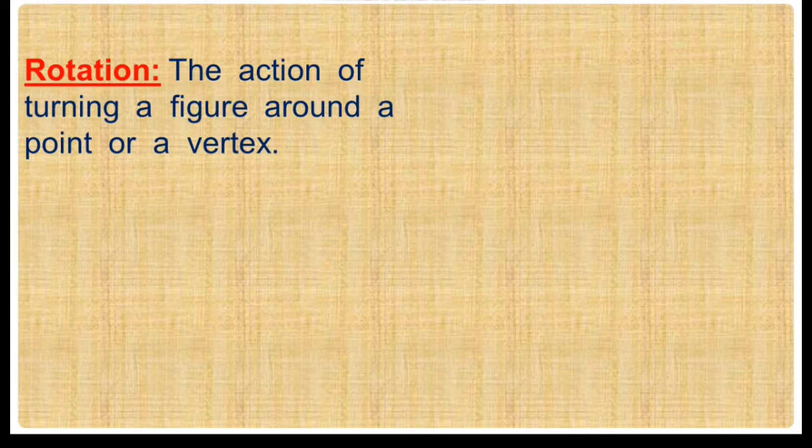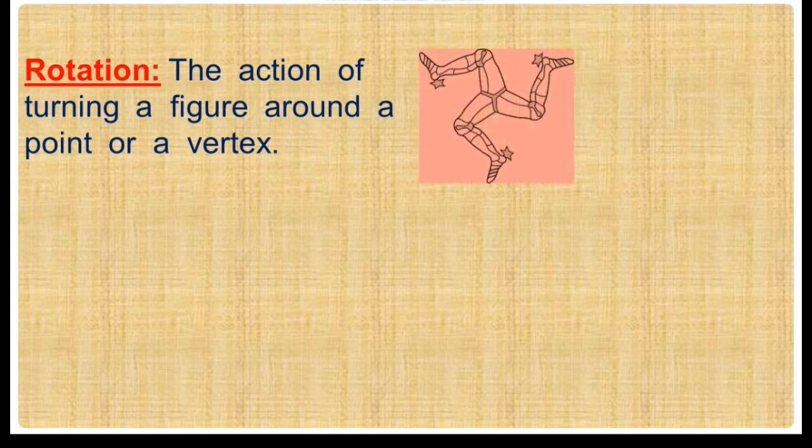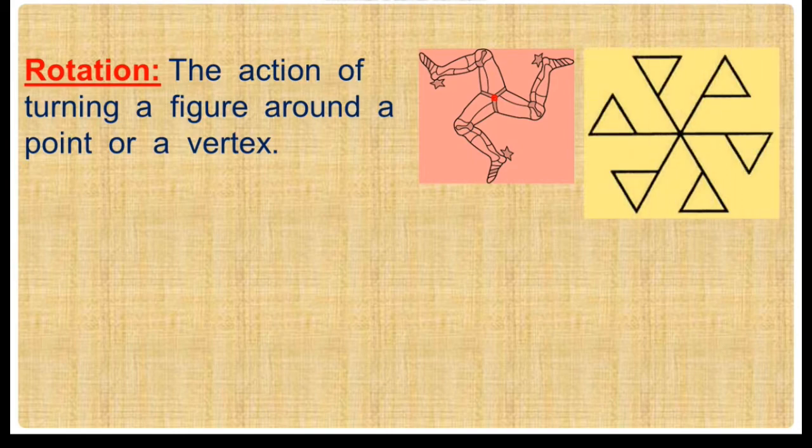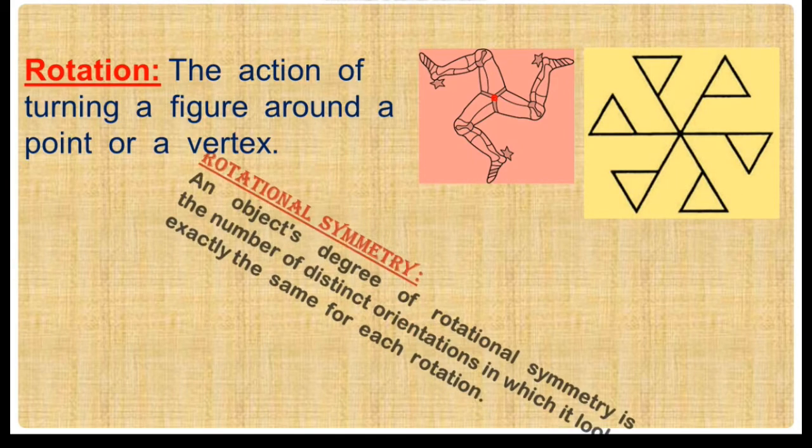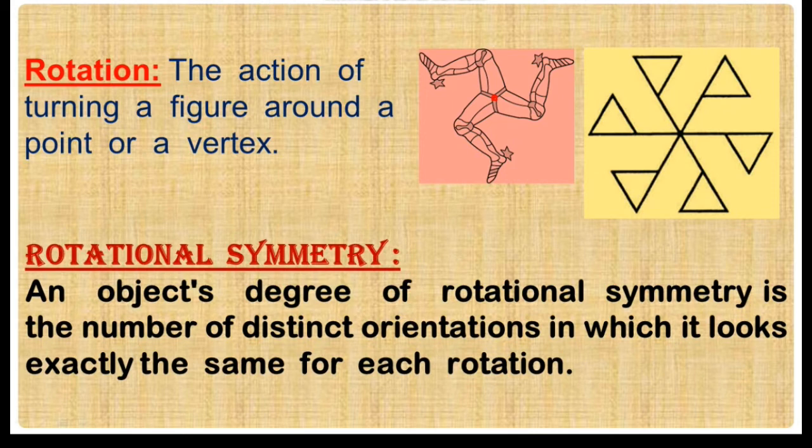Now the next topic is rotation. What is rotation? It is the action of turning a figure around a point or a vertex. See for example, it has a center point, and if it is rotated about this center point, then it is called a rotation. In the next figure, again, there is a center of rotation. Now what is rotational symmetry?